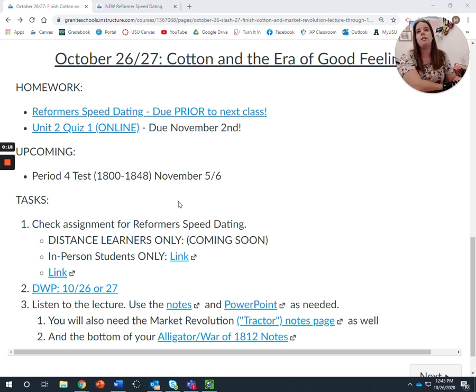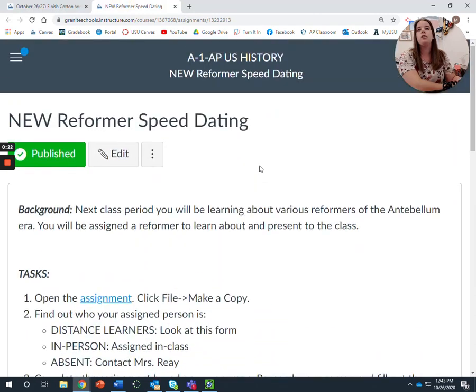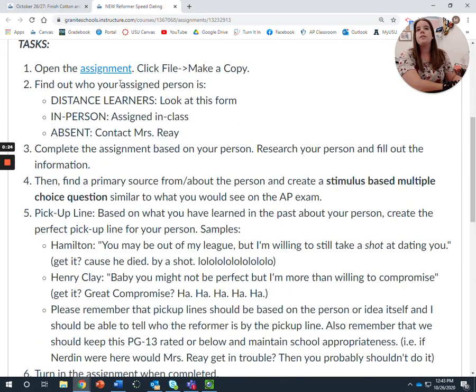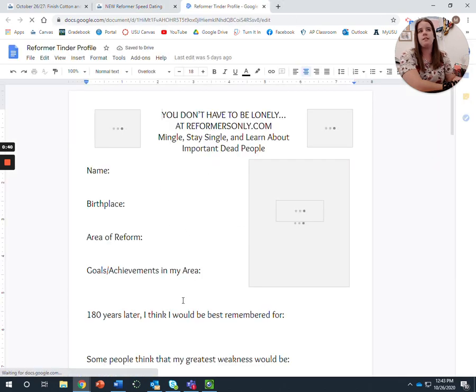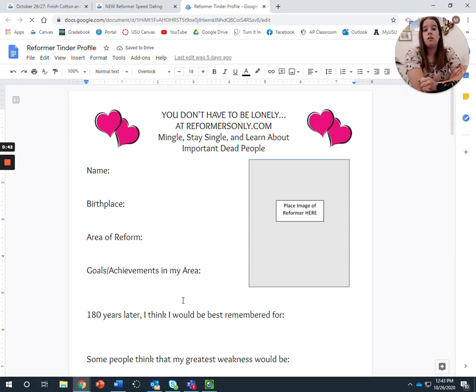So here's basically what you are going to do. If you go ahead and click on this Reformer Speed Dating right here, it's going to look something like this. Now, in just a little bit, I'm just about to create this, but I don't have students in the room right now, so I'm going to hurry and film this really quickly. I'm going to have a link to be able to see who your assigned person is. Once you have that assigned person, you can go ahead and open up the assignment and you're going to find this. So you're going to be teaching the other classmates in your class about your topic.